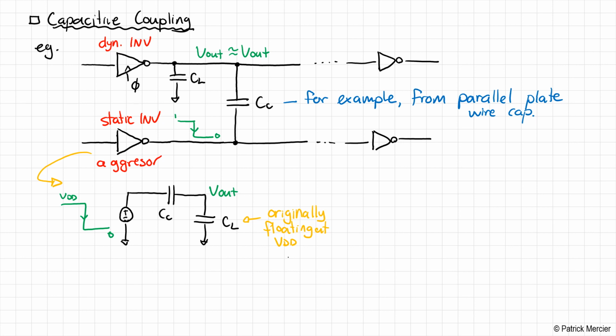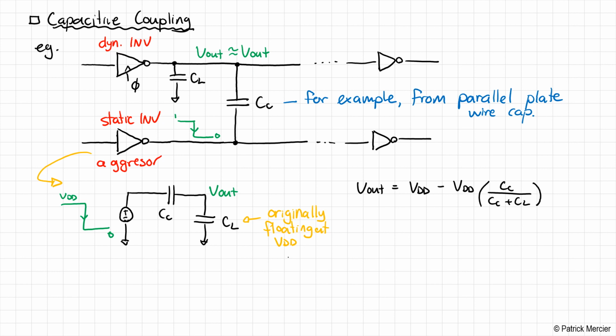So what happens here is the aggressor, the static CMOS inverter, is pulling down the wire next to it. That capacitively couples into the output of the dynamic inverter. And we can actually write an equation that describes what would happen here. The voltage on V out after the switching event would be VDD minus VDD times CC over CC plus CL.